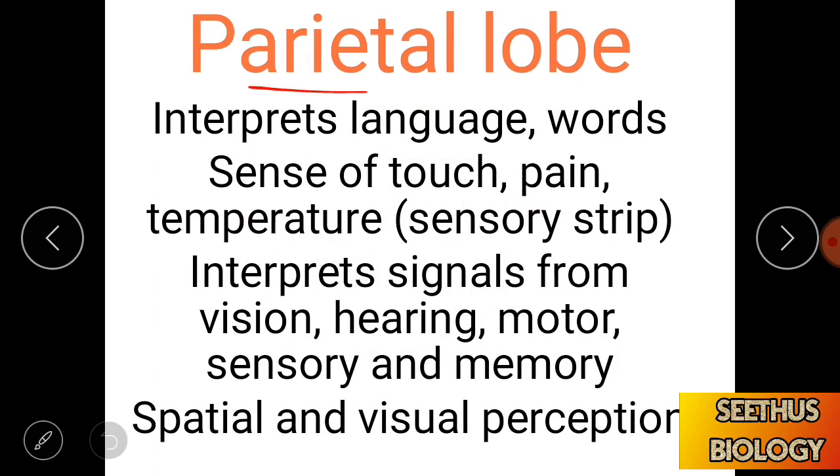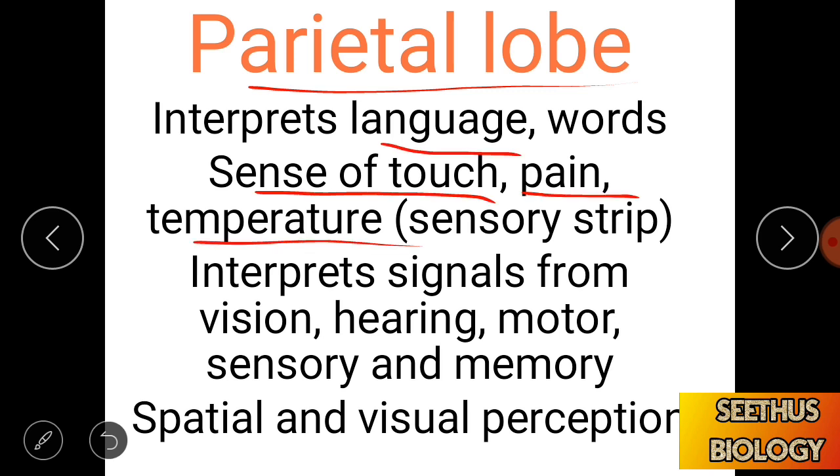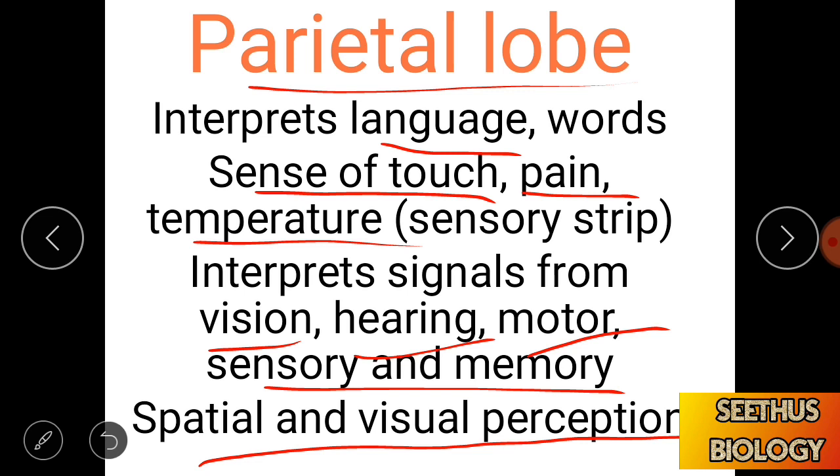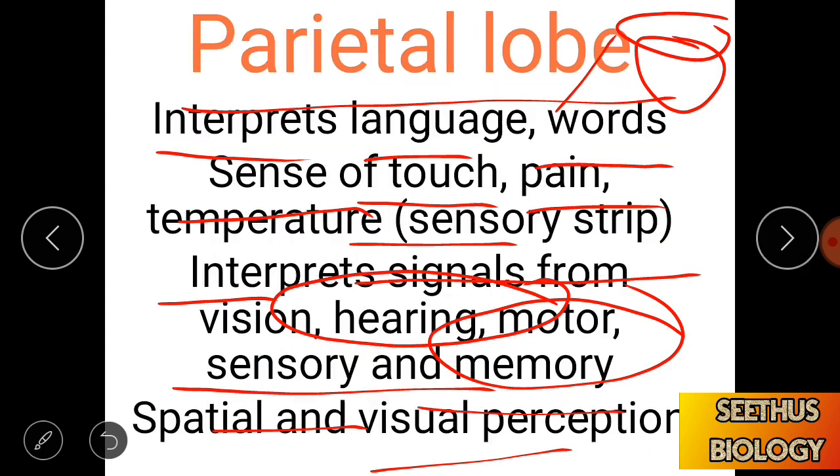The next one is the parietal lobe. It interprets language, words, sense of touch, pain, and temperature; all are controlled under this parietal lobe. It also interprets the signals from vision and hearing, motor, sensory and memory, and spatial and visual perception. All the sensory activities are controlled under this parietal lobe.